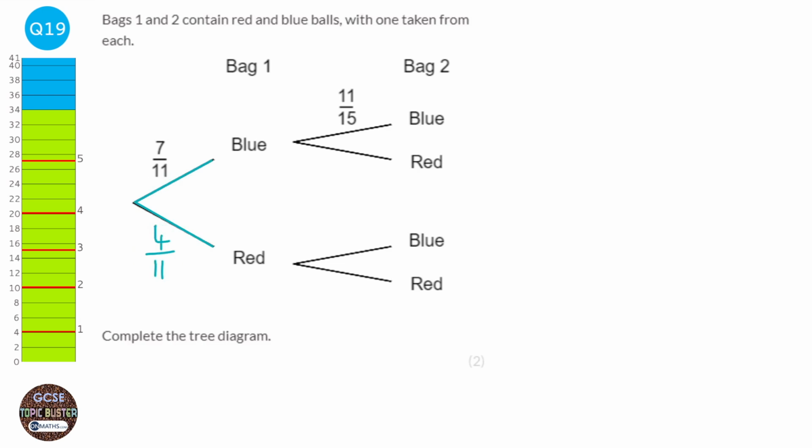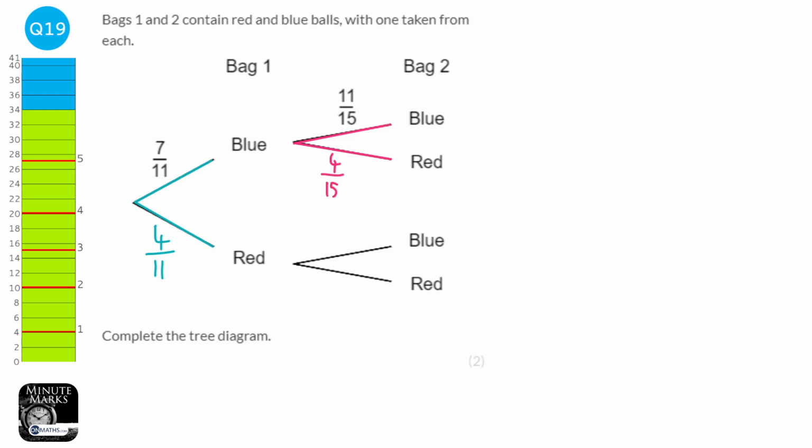Looking at the next section, we've got 11 over 15 chance of picking a blue. So what's the probability of picking a red? Again, 11 over 15 plus the probability of a red must equal 1. So that's going to be 4 over 15. 4 over 15 plus 11 over 15 is 1.